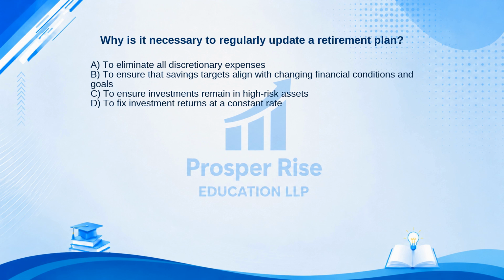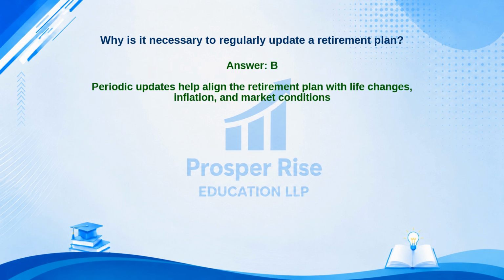Take a moment to pause the video and decide. The correct answer is Option B. Let's see why. Periodic updates help align the retirement plan with life changes, inflation, and market conditions.